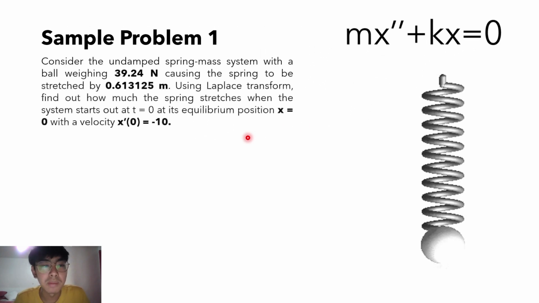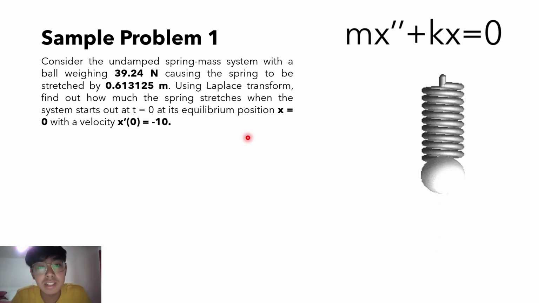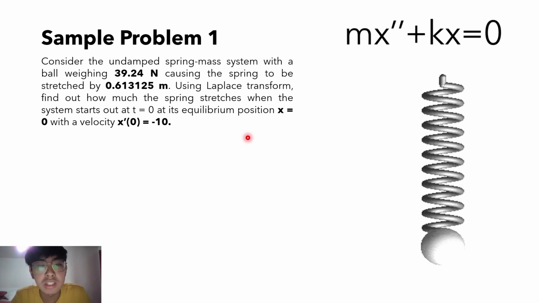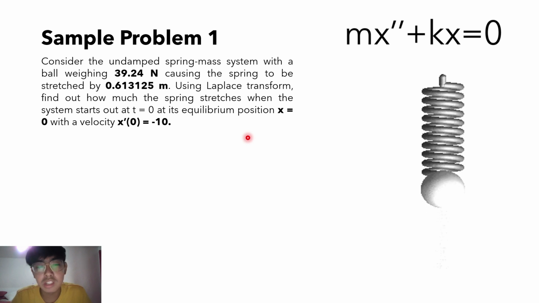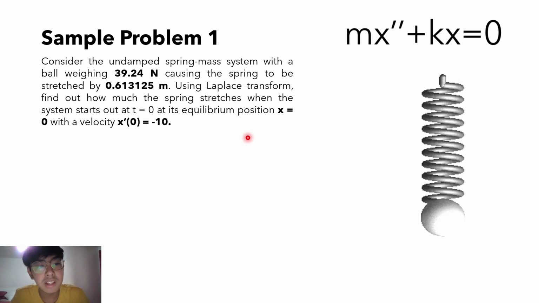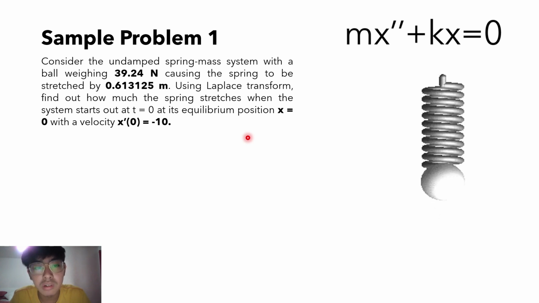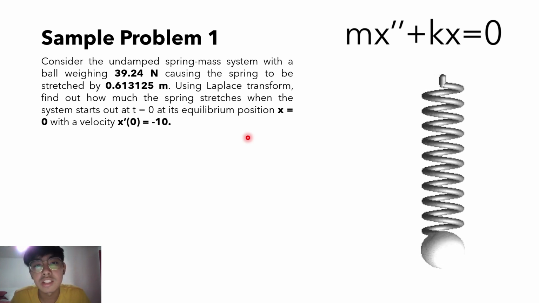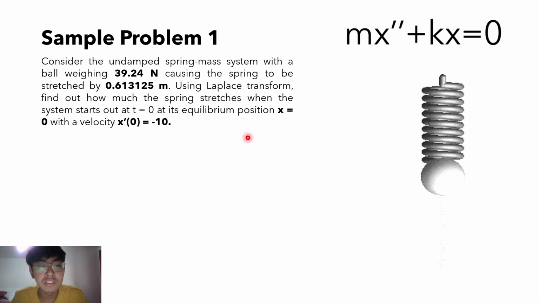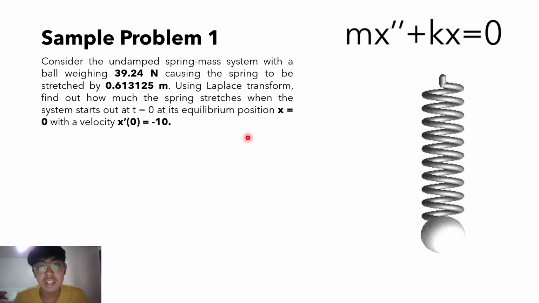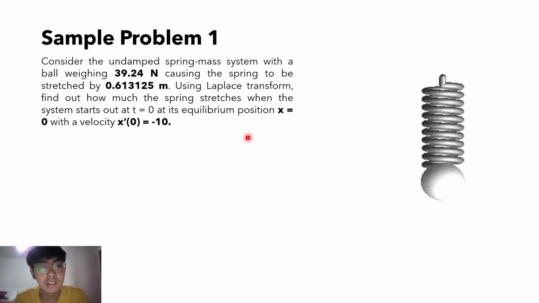Solve sample problem number 1. Consider the undamped spring mass system with a ball weighing 39.24 newtons, causing the spring to be stretched by 0.61 meters. Using Laplace transform, find out how much the spring stretches when the system starts out at time t equals 0 at its equilibrium position, x equals 0, with a velocity of negative 10 meters per second. So this makes sense of what we're given. Let's put it here.